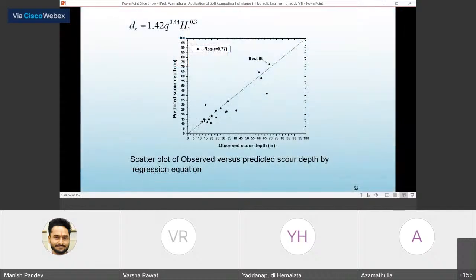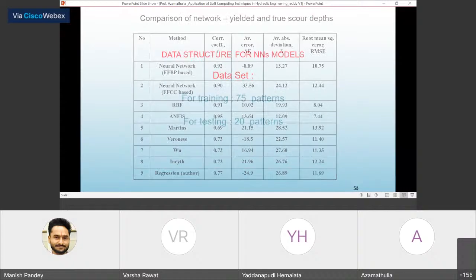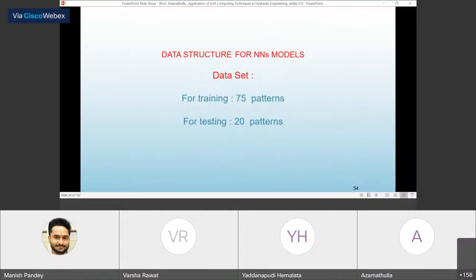Okay. So again, I have developed a similar equation. This is my equation, published in the Journal of Hydraulic Research, with 1.42 Q power. So you can see this comparison table.